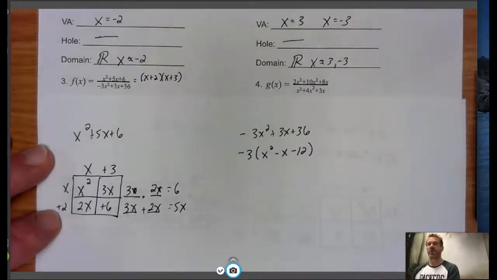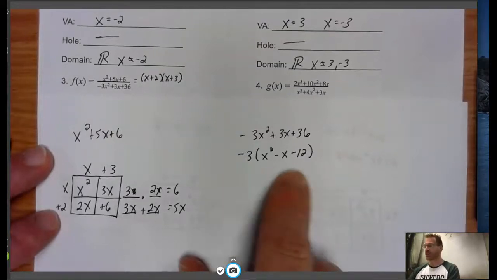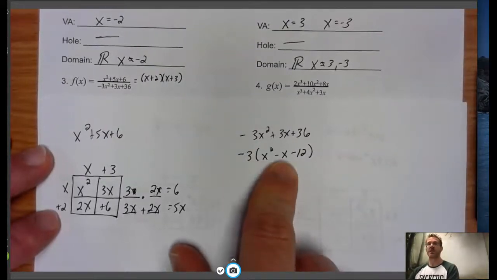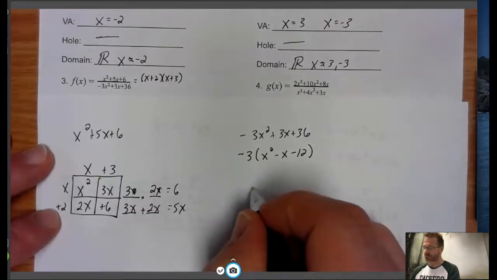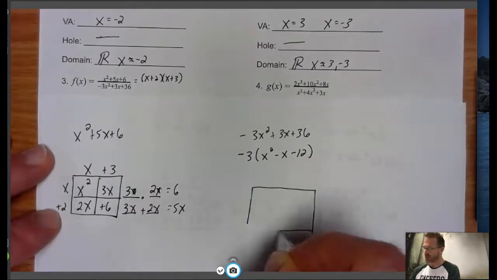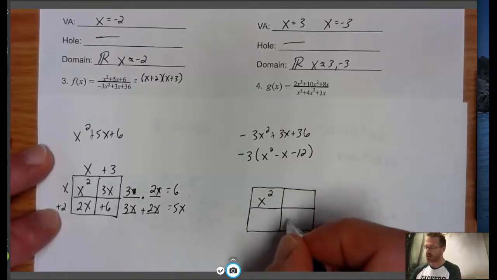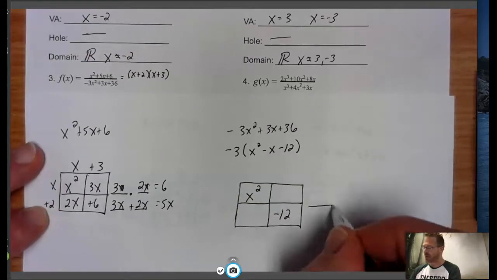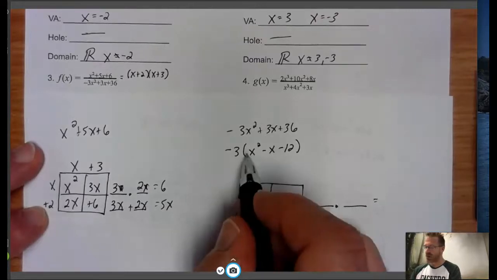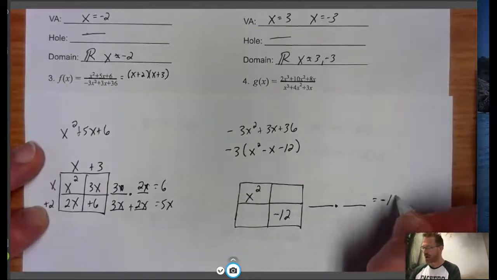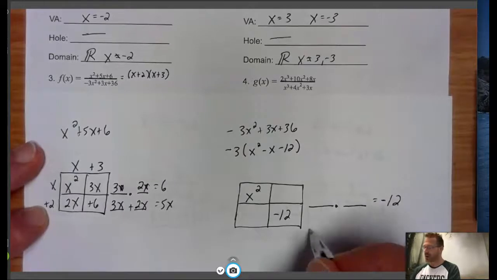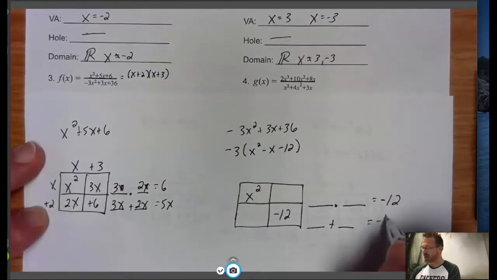Now, once again, notice by factoring out that GCF, that's going to make the factoring a little bit easier because we're going to have fewer combinations. So I'm going to just do my area model once again. Drop my A term in here, my C term in here. Now, notice my A is 1, my C is negative 12, so A times C is negative 12. And now I have to add to get that negative 1x.